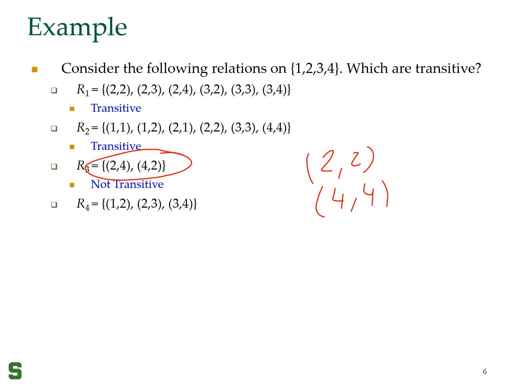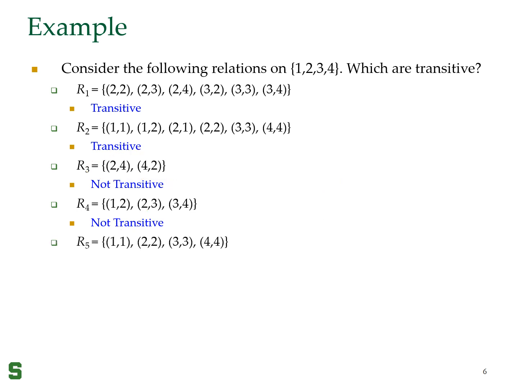So let's see what we can do here. I can combine 1, 2 and 2, 3. That will give me the pair 1, 3. It's not in the relation. That means this is not transitive. This relation is in fact transitive because you cannot combine any two pairs, and if you don't combine any two pairs, then because of the way the implication works, we don't have to worry about what other pairs are in the relation or not.